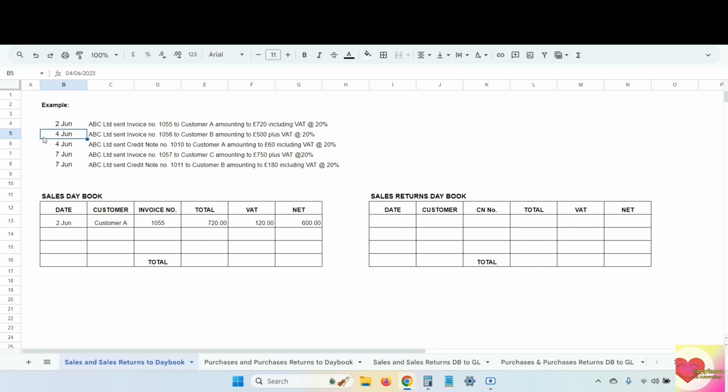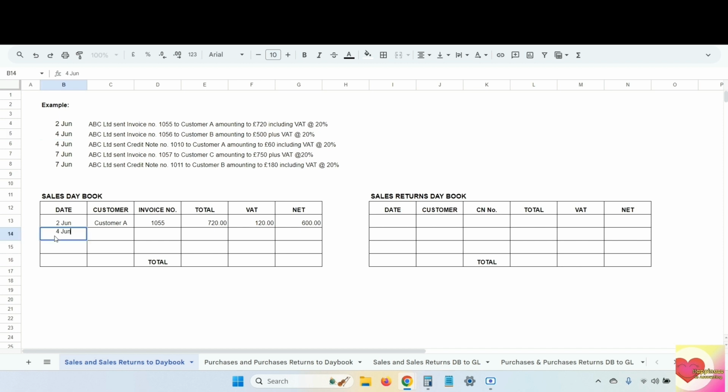Next, on the 4th of June, ABC Limited sent invoice number 1056 to customer B amounting to 500 plus VAT at 20%. It means ABC Limited made another credit sale, so we will enter this into our sales daybook. The amount 500 plus VAT at 20%, it means the 500 does not include the VAT yet. It means this is the net amount.